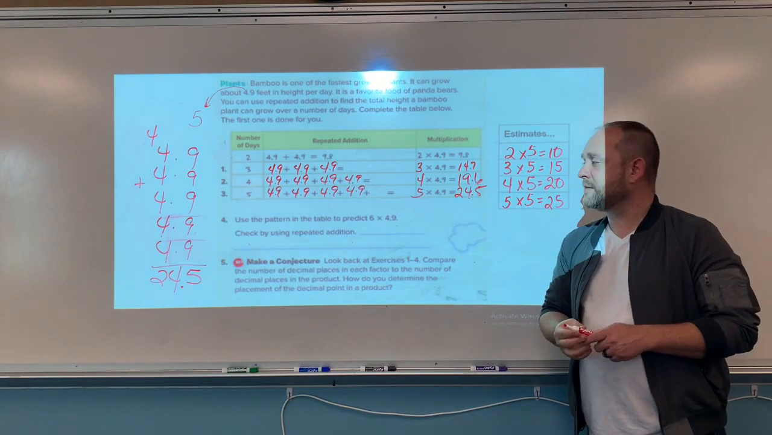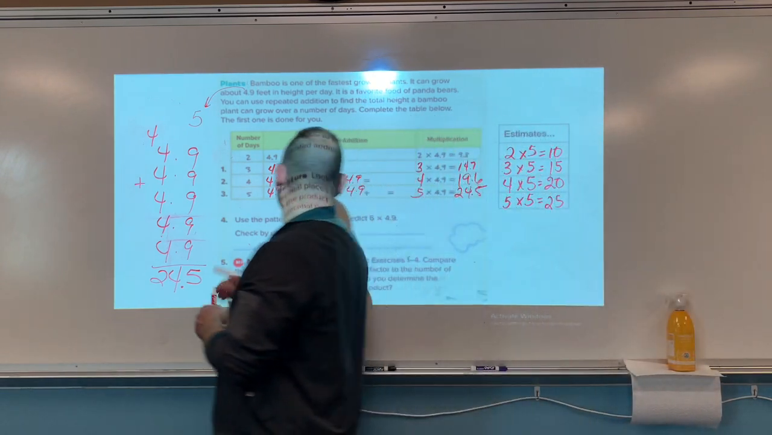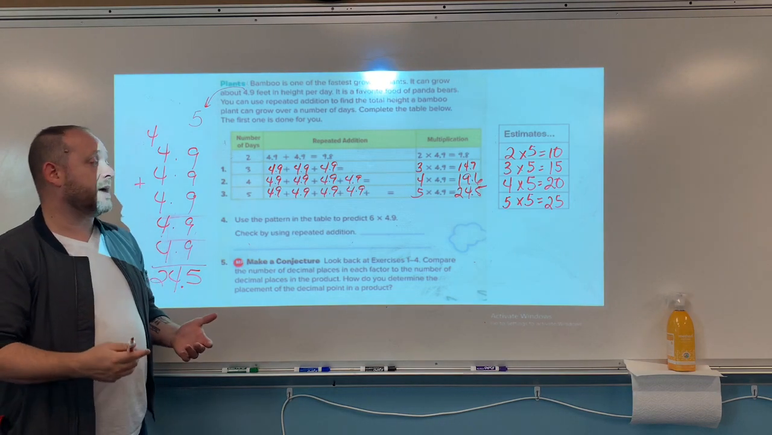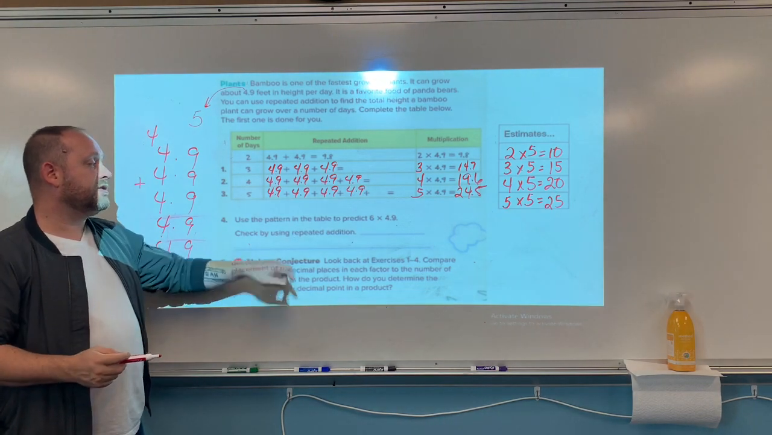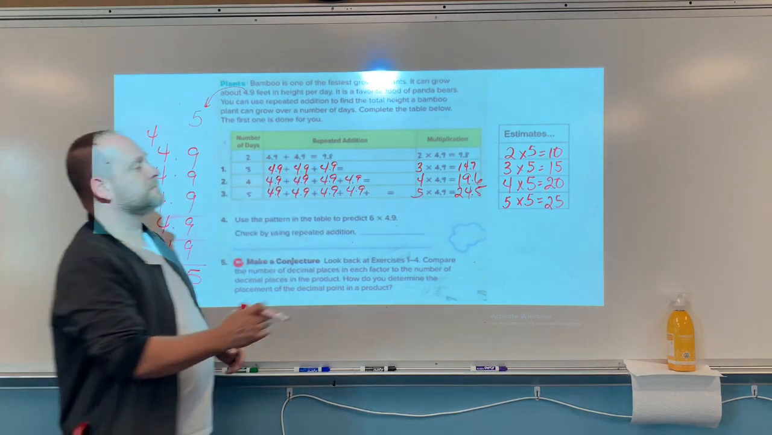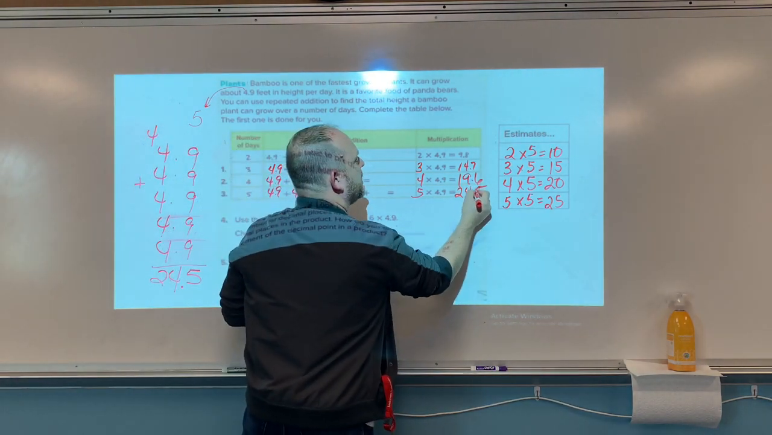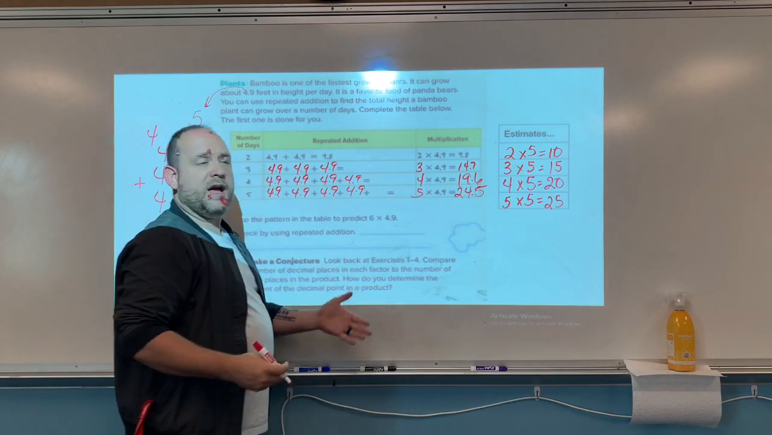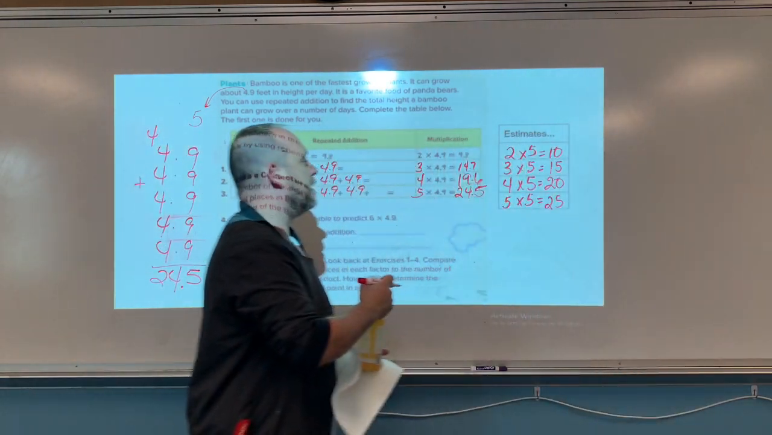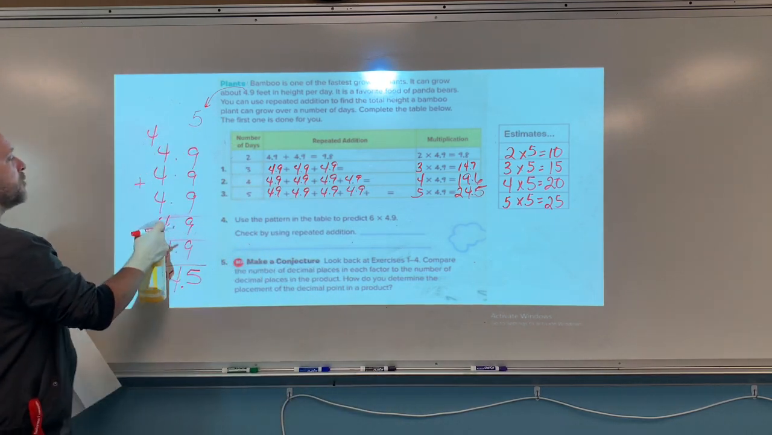Pretty easy, right? Well, now look at number 4. It says, use the pattern that you've got here on the table to predict what 6 times 4.9 would be. Check using repeated addition. So I want you to look at this table real quick. Look at our table here and see if you can figure out anything that you can use in order to figure out 6 times 4.9.